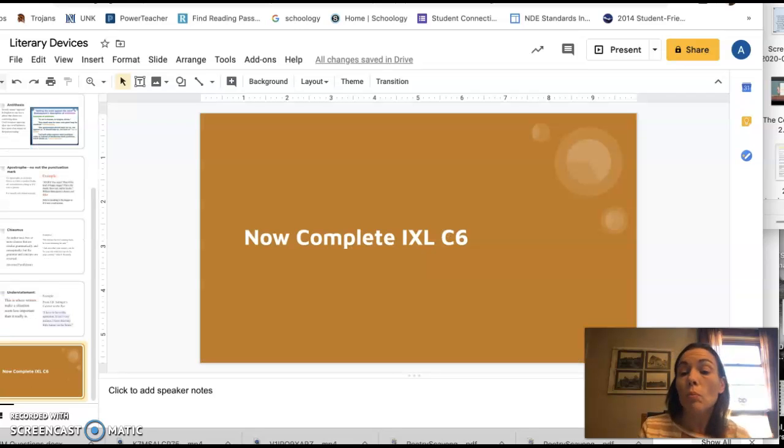These are some more examples of literary devices that we'll find. Now you can watch the tutorial I'll have up on C6, or you can go ahead and work on C6 for IXL for this week.